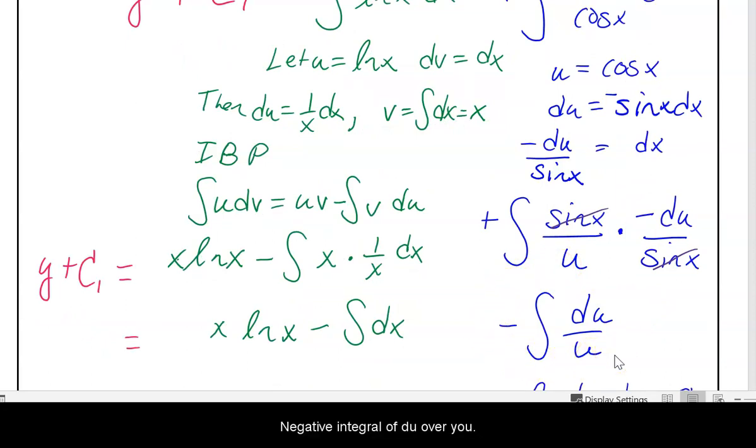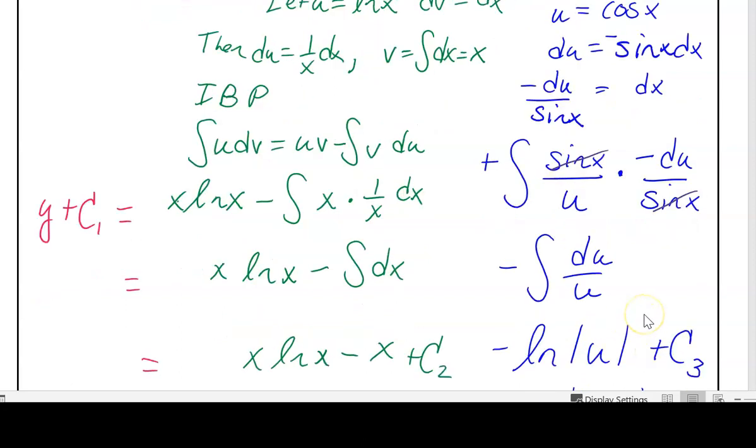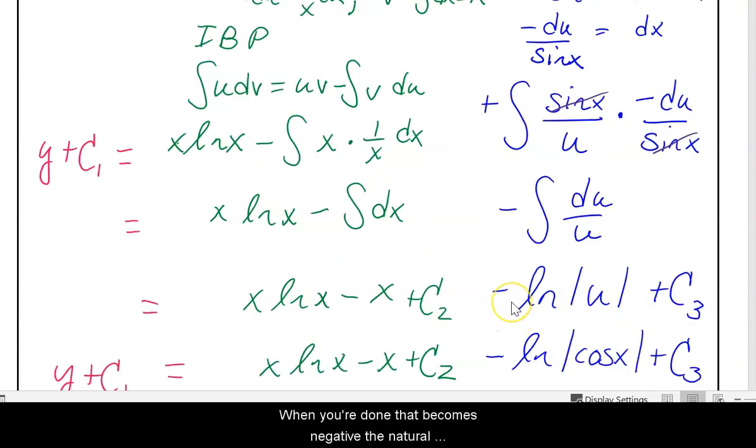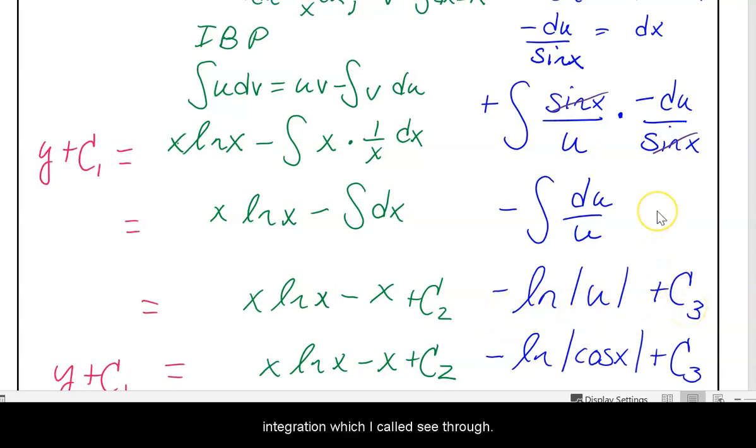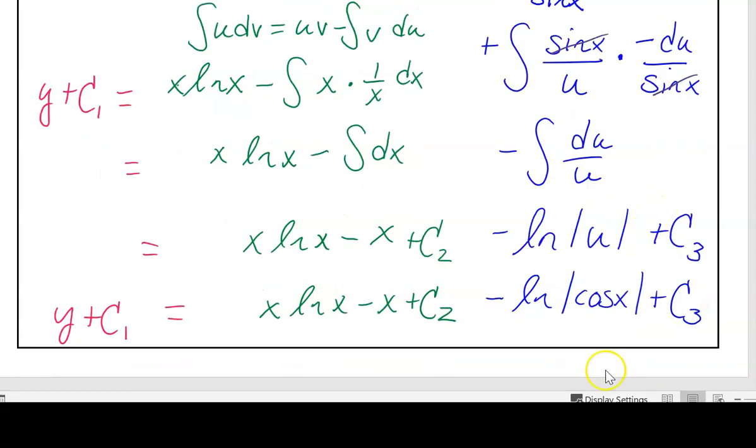Negative integral of du over u. When you're done, that becomes negative the natural log of the absolute value of u plus its own constant of integration, which I called c3. When I'm done then, I have y plus its constant equal to x natural log of x minus x plus its constant minus the natural log of the absolute value of cosine plus its constant. Let's solve this for y.